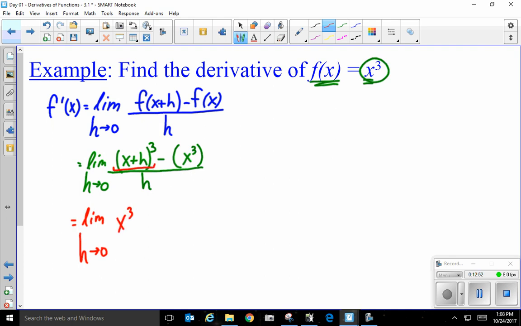That's x cubed plus 3x squared h to the first, plus 3x to the first h squared, plus h cubed. I just expanded this right here using that Pascal's triangle. Well, I'm not done. But don't forget, minus x cubed. I have to subtract x cubed, and I'm going to do that in a different color. Why am I going to do that in a different color?